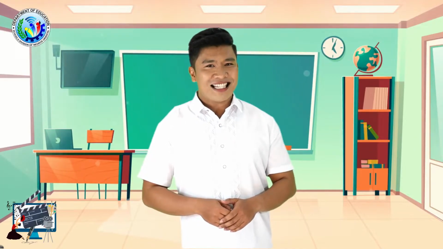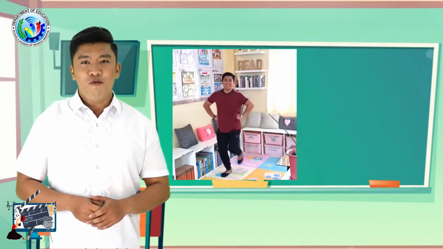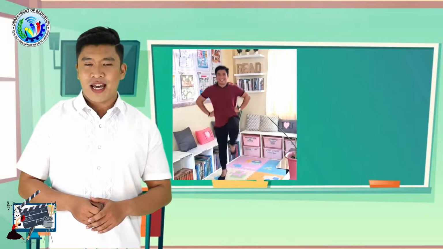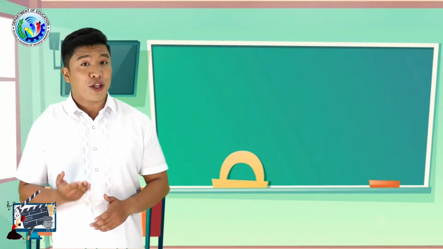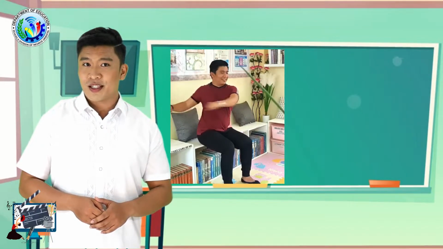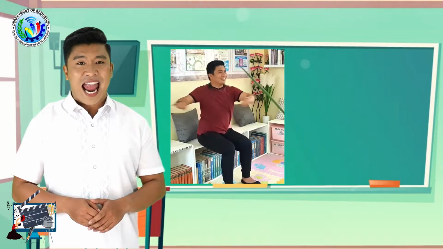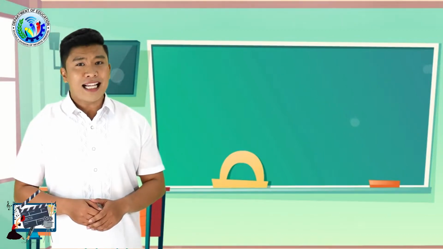Are you now ready to share your answers? It's checking time. Number 1. The movement here is hopping inside the room. Answer, general space. What do you think is the movement done in item number 2? Twisting the body while sitting on a chair. Answer, personal space. What about in item number 3?